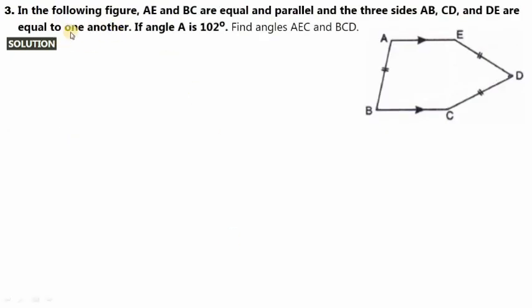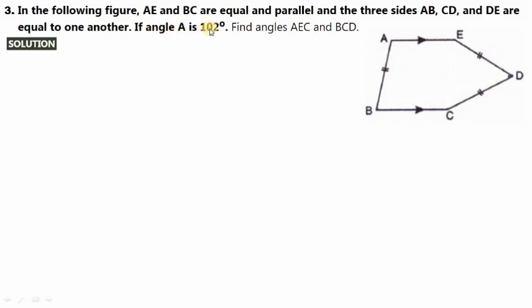Let's have a look at another question. Question number 3. In the following figure, AE and BC are equal and parallel. Okay, and the three sides AB, CD and DE are equal to one another. So that is also given in the diagram.